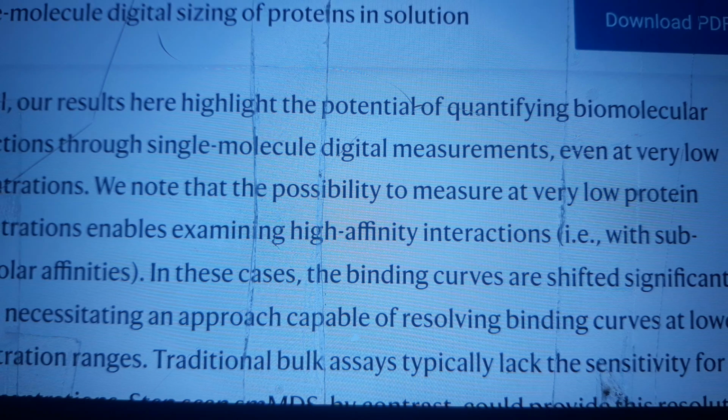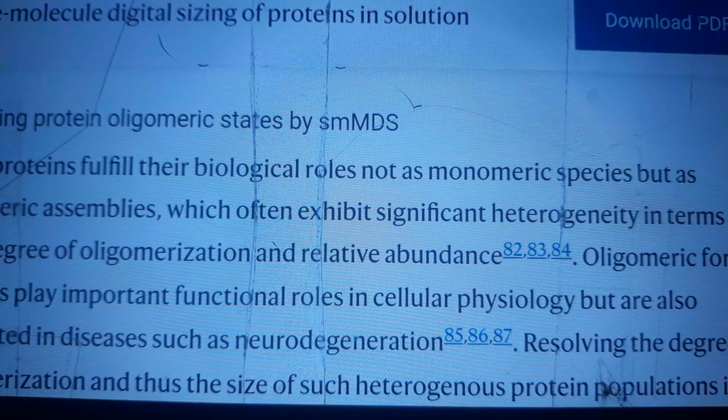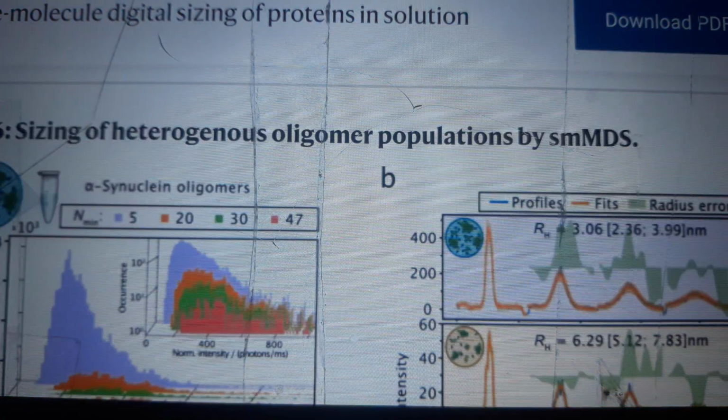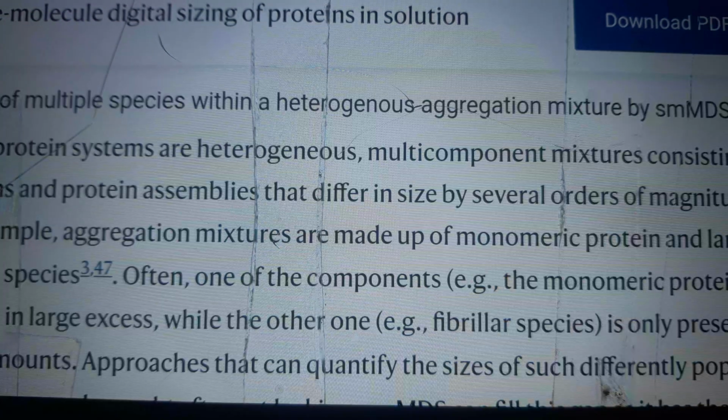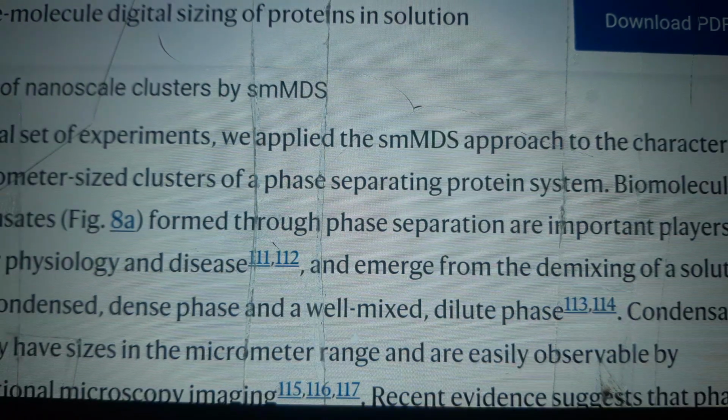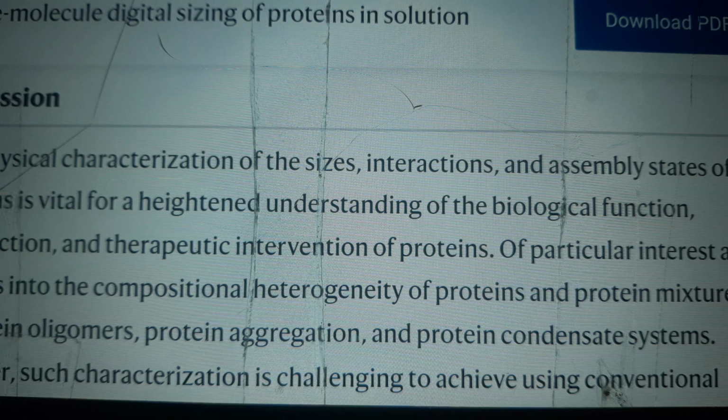Overall, the results highlighted show the potential of quantifying biomolecular interactions through single molecule digital measurements, even at very low concentrations, and the possibility to measure at very low protein concentration enables examining high affinity interactions. Resolving protein oligomeric states by SM-MDS: sizing of heterogeneous oligomer populations by SM-MDS, sizing of multiple species within a heterogeneous aggregation mixture by SM-MDS, sizing of nanoscale clusters by SM-MDS, and discussion.